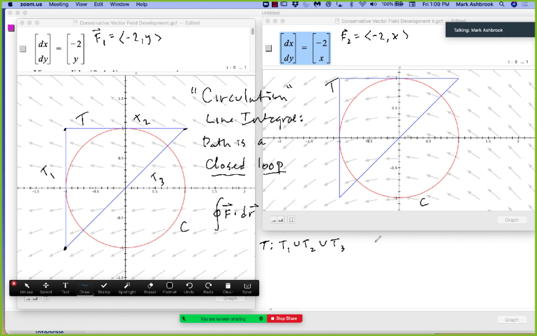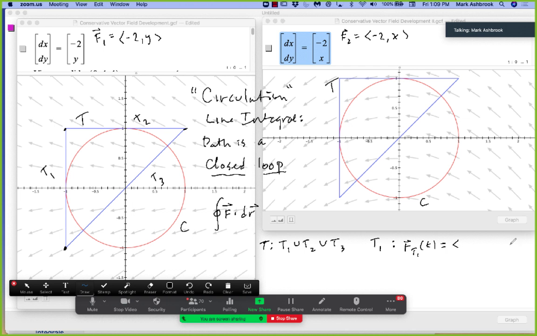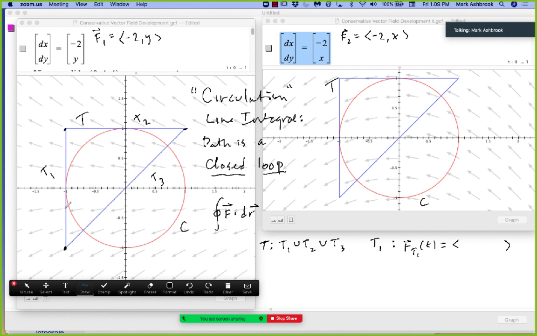Okay, so T1 first. We're going to write a vector function for T1. We could call that R of T1, t. And what will that be? We're going to start down here and go up to here, in this direction. Remember that parameterization is just all points on the path, so it's defining all ordered pairs, all points on the path.